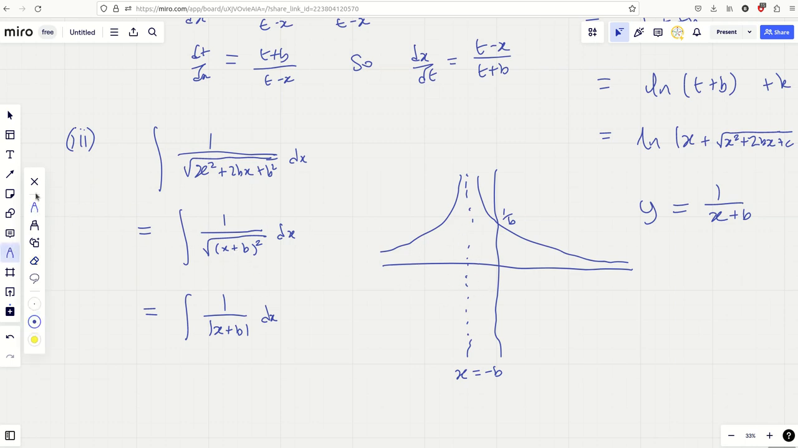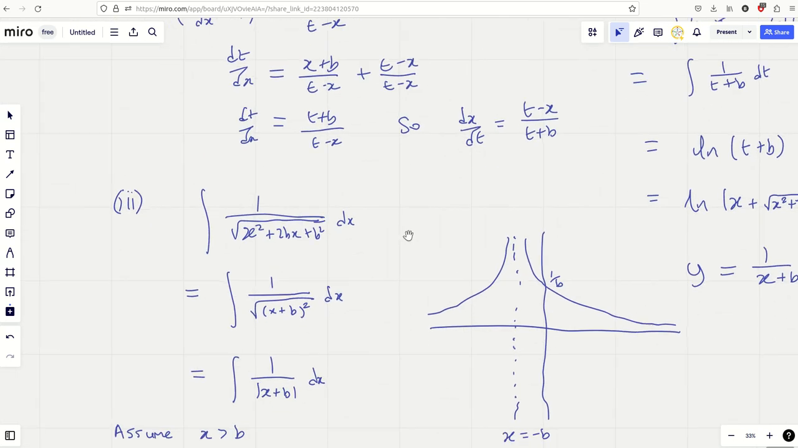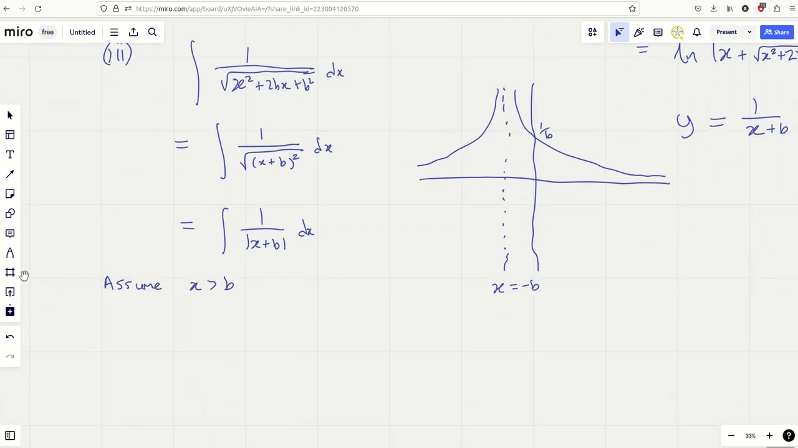I think it's handy in these kind of situations to say, let's assume x is greater than b, yeah? Oh, sorry, which is the same as saying x. Ooh, no, let's be careful. If x is greater than b, let's assume, sorry, x is greater than minus b, because that's equivalent to x plus b is greater than 0. So let me just change it. Assume x is greater than minus b.